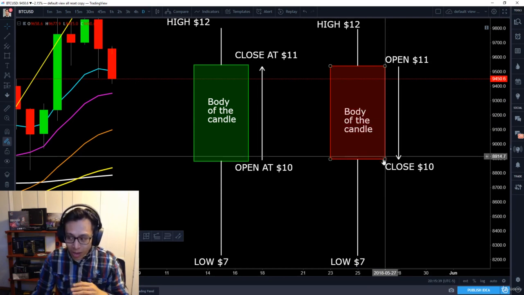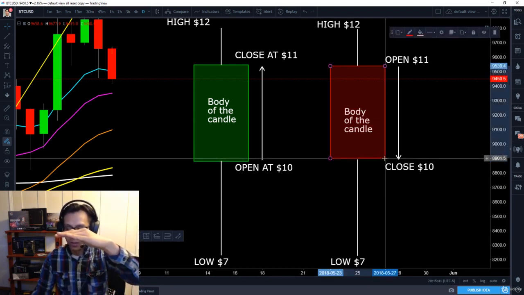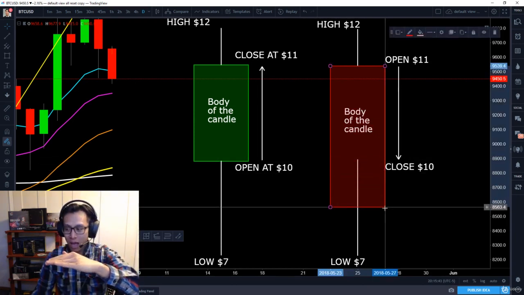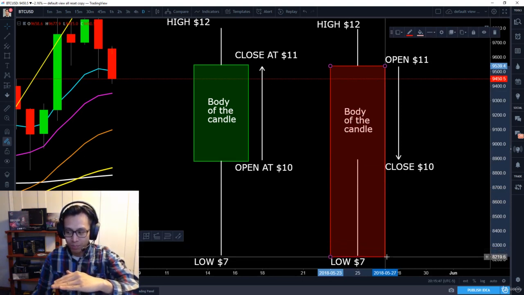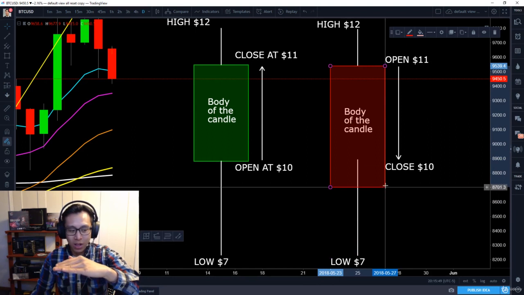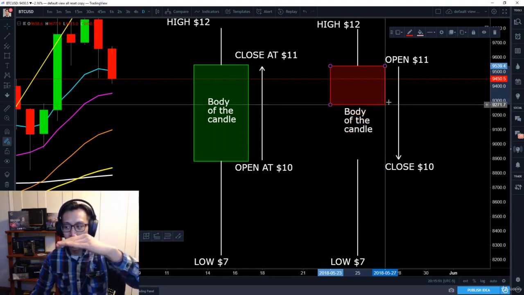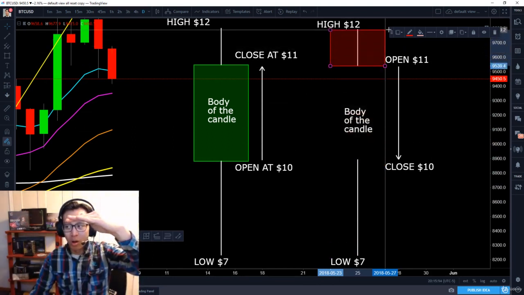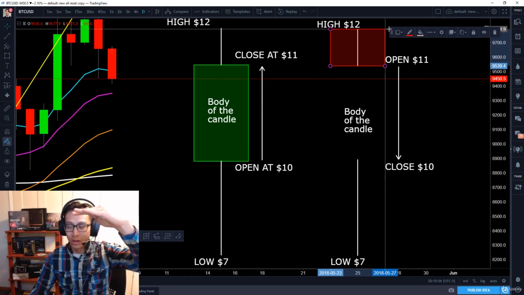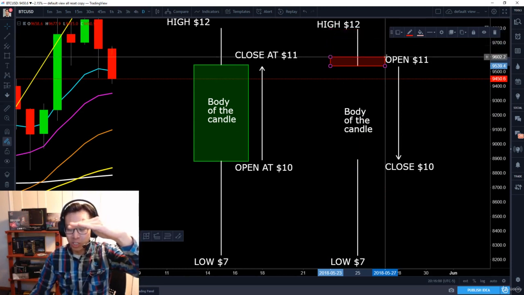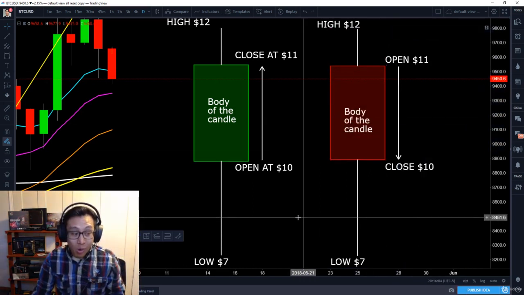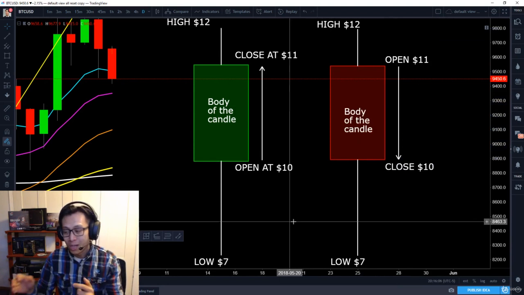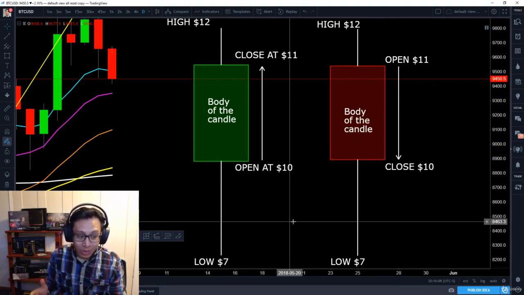So the other way is it could actually have gone down first, like that. And then the Bulls actually defended it, pushed it all the way back up, like that. And then what ended up happening was the Bears actually pushed it all the way back down. So you can see more of a struggle when it actually comes to the red candle.